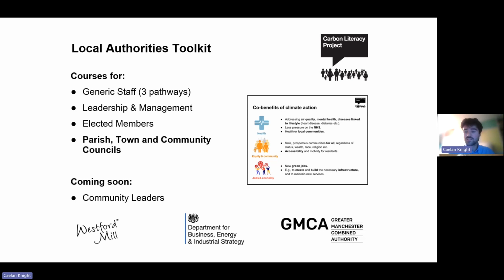This is a complement to these courses, but it enables local authorities to go out into their community and offer carbon literacy training. So not just delivering that training internally, but offering that support to community leaders as well. I think that will be a really relevant course for parish, town and community councils, especially given their role working with communities to reduce their carbon emissions.